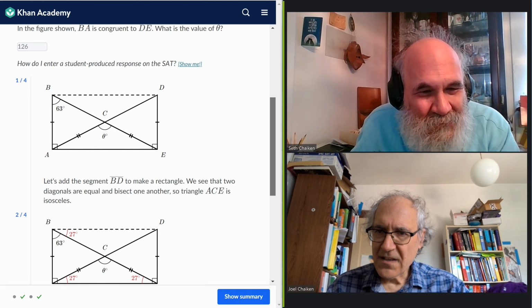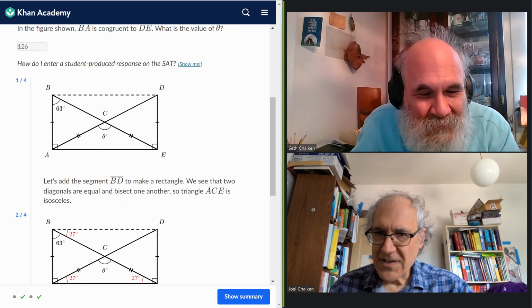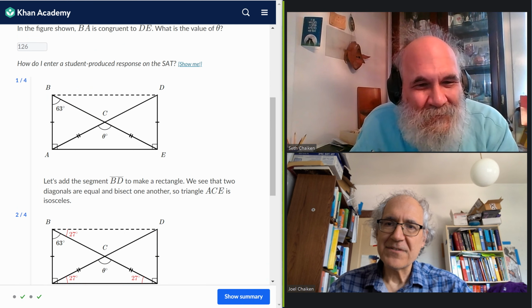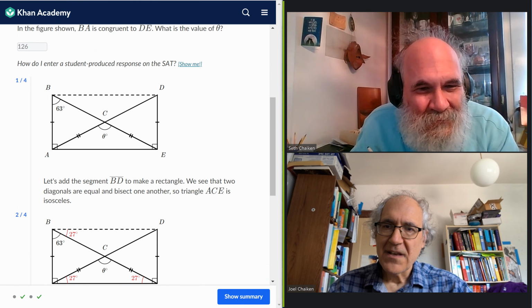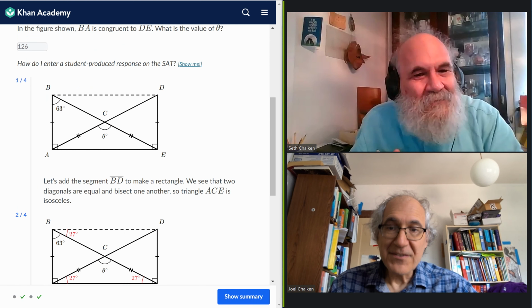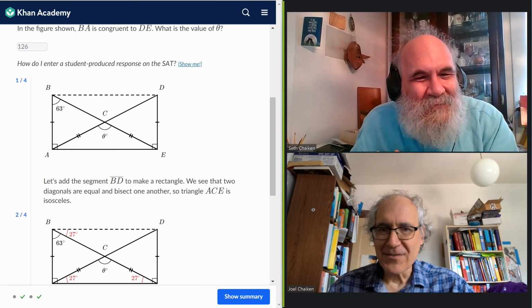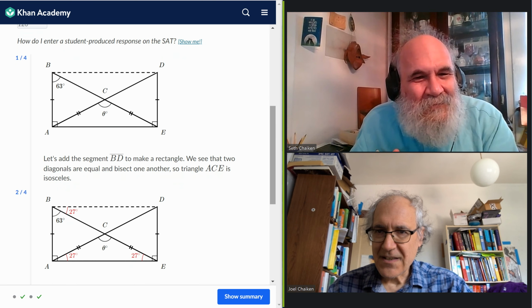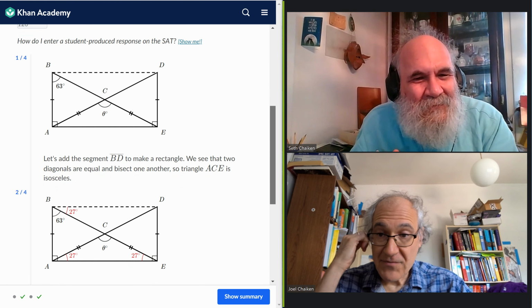They said let's add segment BD to make a rectangle. Oh, they did it another way. We see that the two diagonals are equal, because rectangles have congruent diagonals and bisect one another, because it's a parallelogram. They don't explain why. So triangle ACE is isosceles. Yeah, that's a more complicated way of doing it.